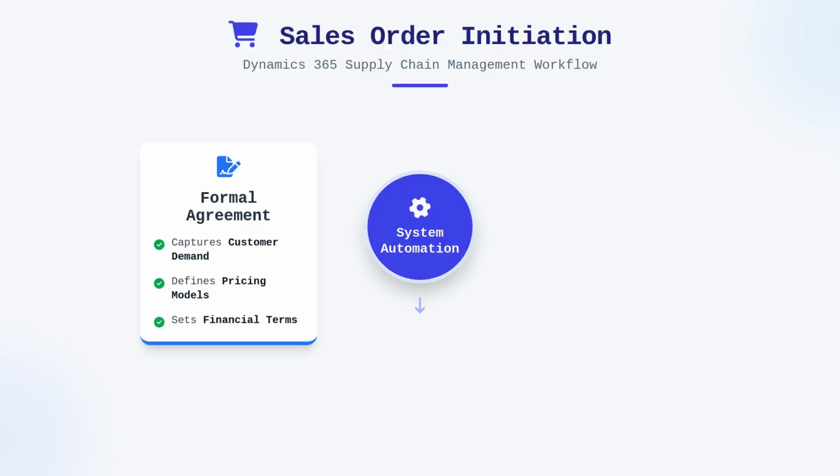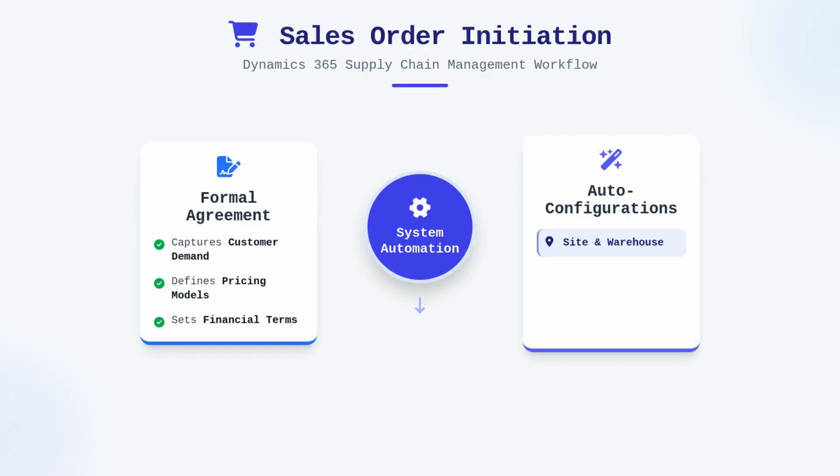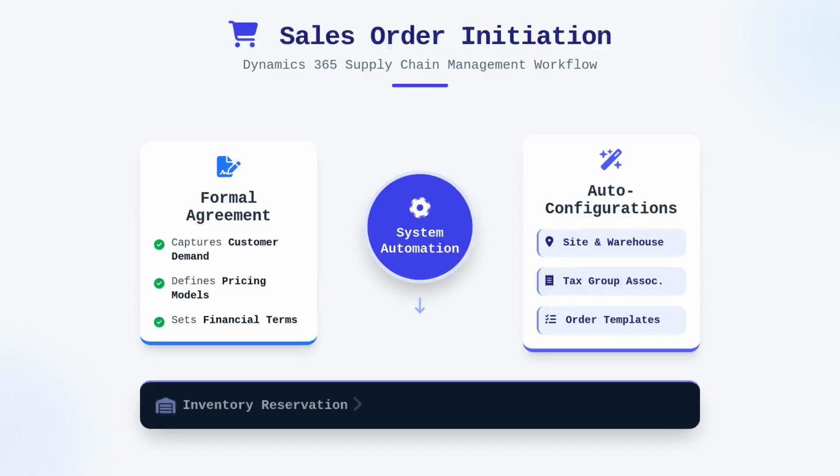types and customer-specific parameters. For instance, when you select a customer on the header level, the system automatically pulls site and warehouse defaults, as well as tax group associations. These initial configurations act as the foundational substrate for all downstream processing, including inventory reservation and eventual financial invoicing. The system is designed to minimize manual data entry wherever possible, leveraging templates and predefined commercial relationships to maintain integrity.